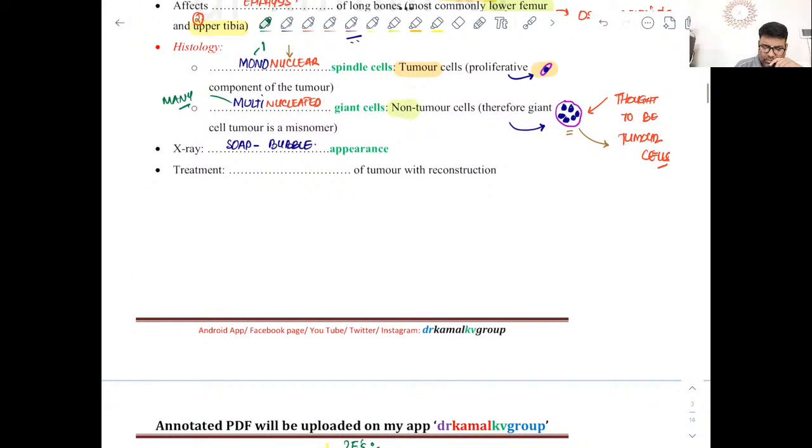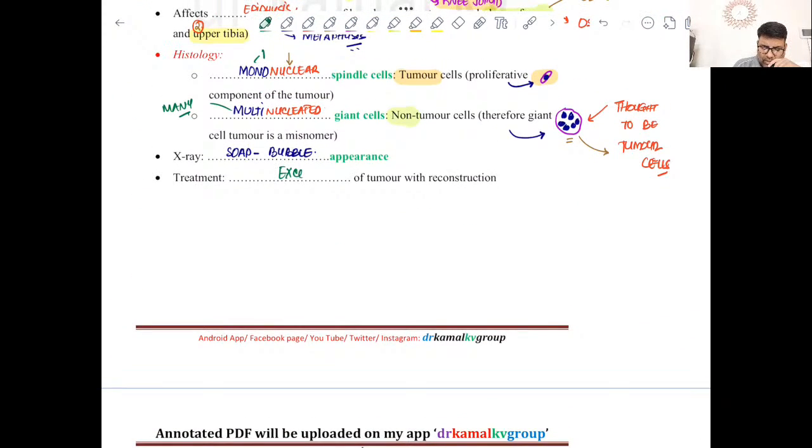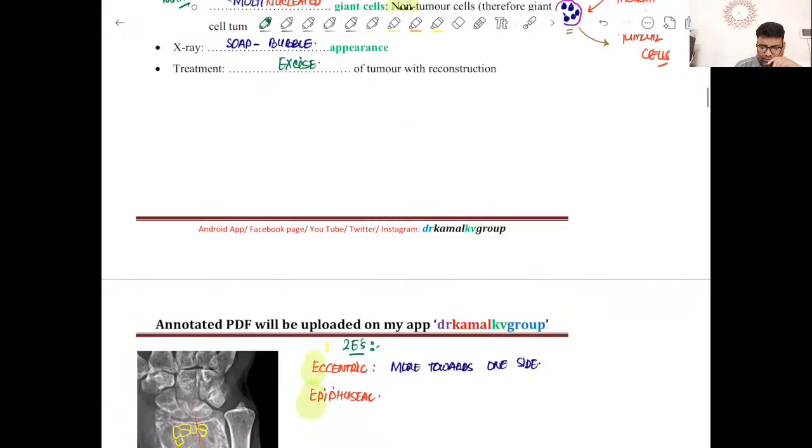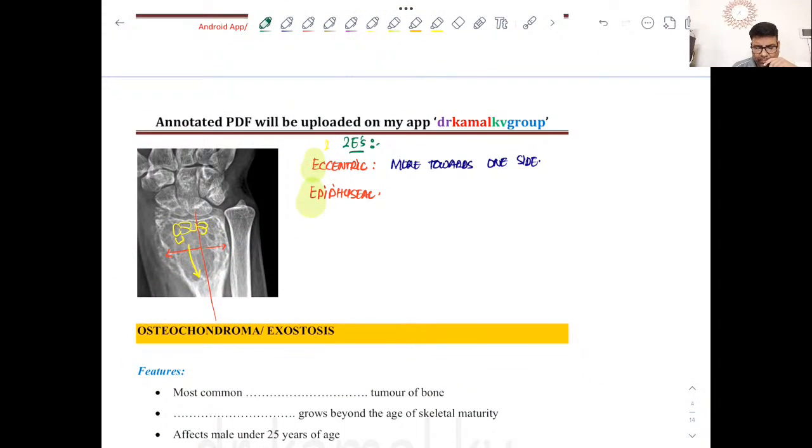And for treatment, we have to excise the tumor and do reconstruction. Like if we are removing the lower end of radius, this is of course the radius here, what we will do is remove this tumor and put a fibular graft.